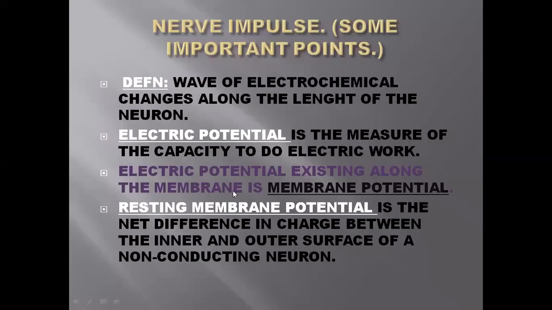Nerve impulse, we have already discussed this. It is a wave of electrochemical changes along the length of the neuron. Electrical potential is the measure of capacity to do the electrical work. Electrical potential exists along the membrane, and it is a membrane potential. The resting membrane potential is the net difference in charge between the inner and the outer surface of a non-conducting neuron.